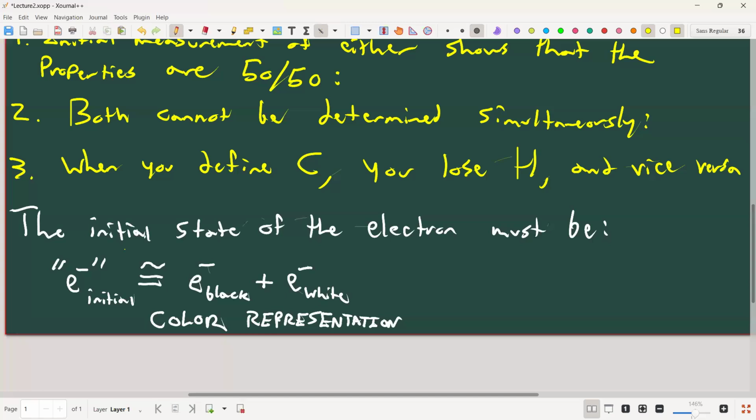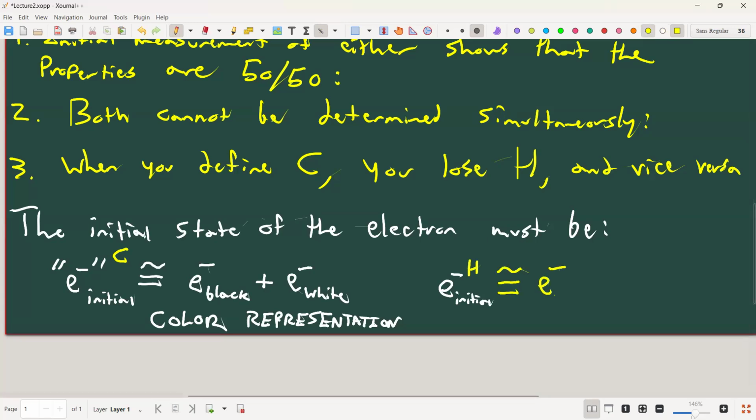Call that, we'll put a C here. There's another initial electron state for the hardness that we could also equivalently represent as the soft electron plus the hard electron. And you can choose, as an experimenter, which perspective you would rather have about the electron.